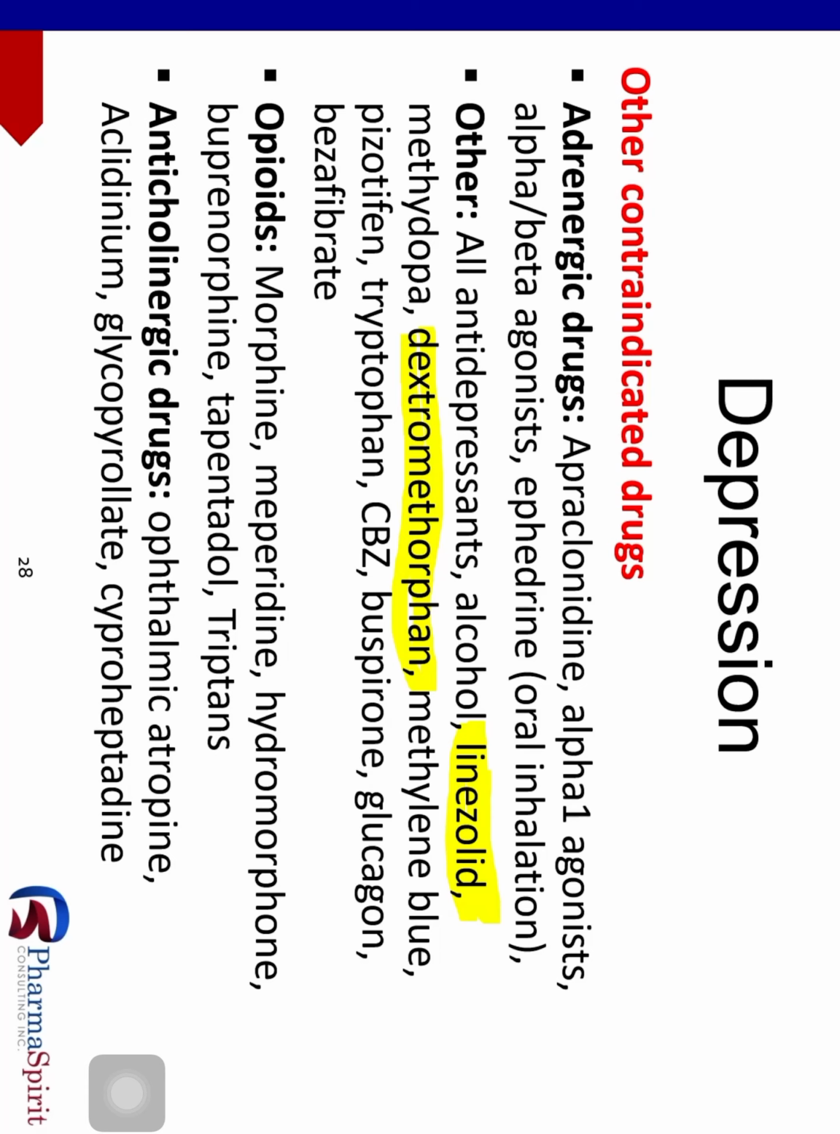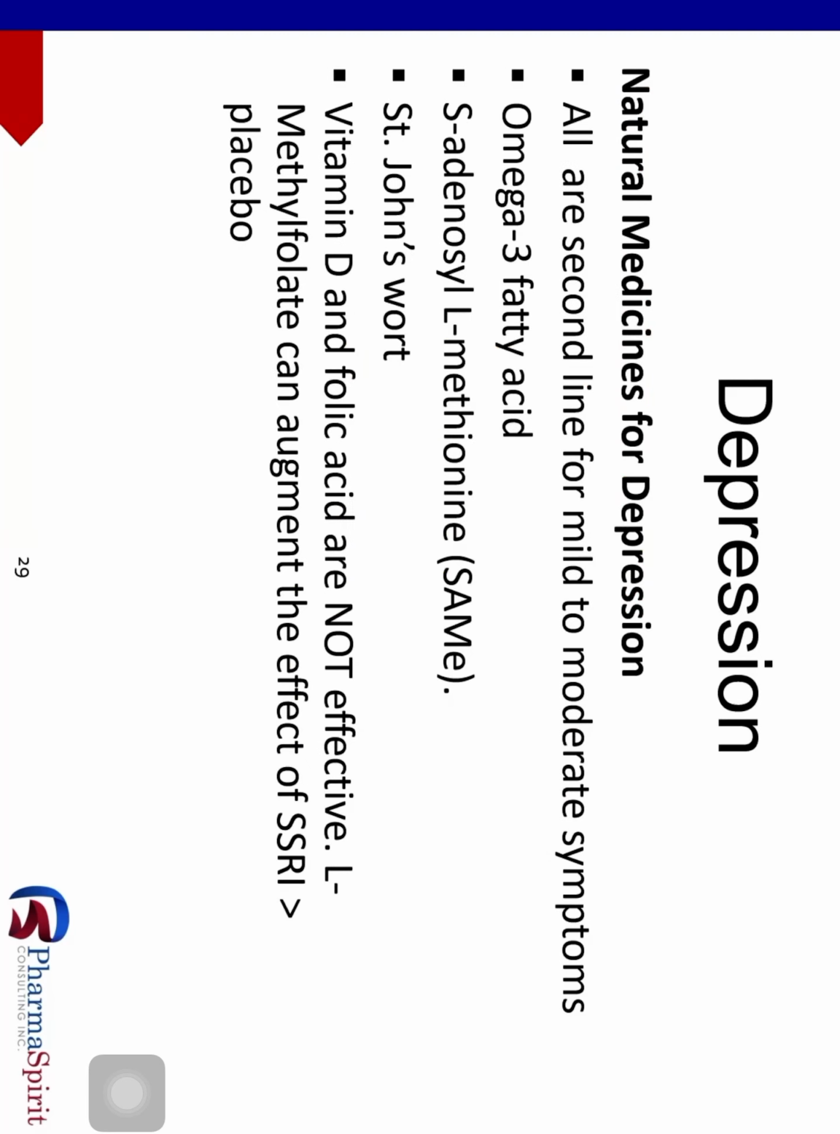Some other medications, something like the triptans, the ones that we use for migraine. We are all very familiar that MAO inhibitors should not be taken with other sympathomimetic drugs, should not be taken with other antidepressants, but there are some medications that you need to be more mindful of. There are some natural medicines that we can use for depression. However, all the natural medicines we use for depression are used as second-line agents for mild to moderate symptoms.